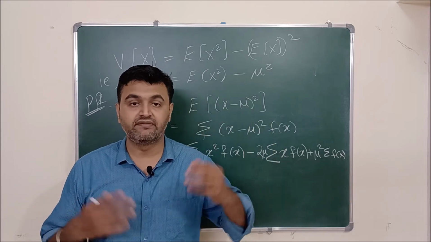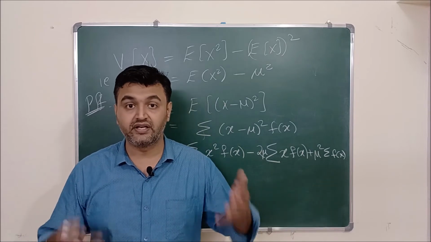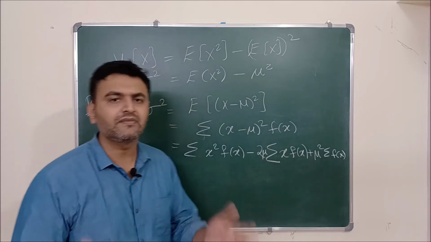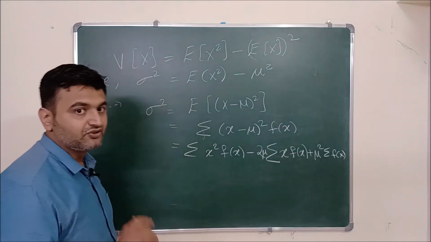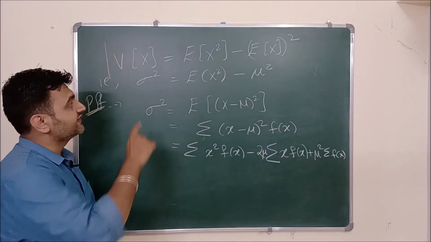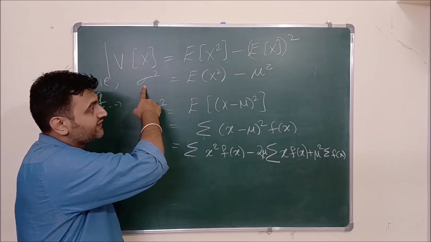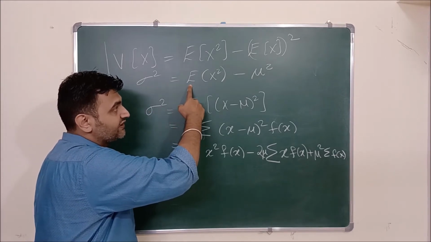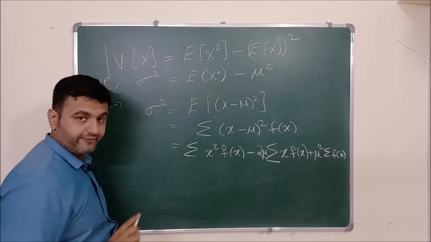Like, you have data of 17 million lines, or billion lines, trillion lines. It's difficult. It's time consuming, not difficult, but time consuming. So people use this relation a lot. What does it say? Variance of a random variable is nothing but expectation of x square minus mu square.